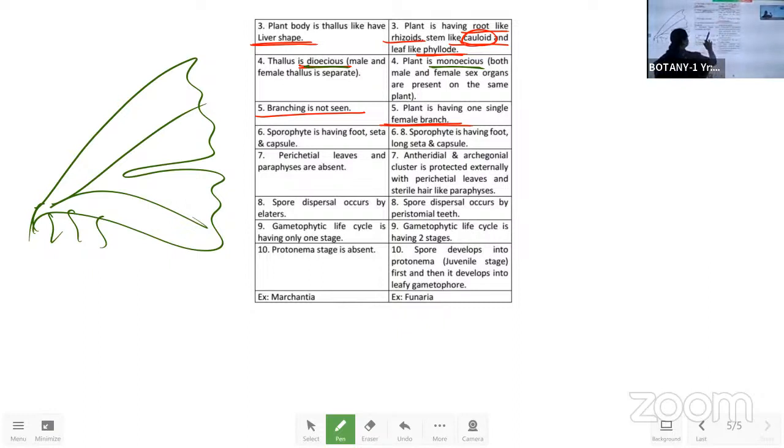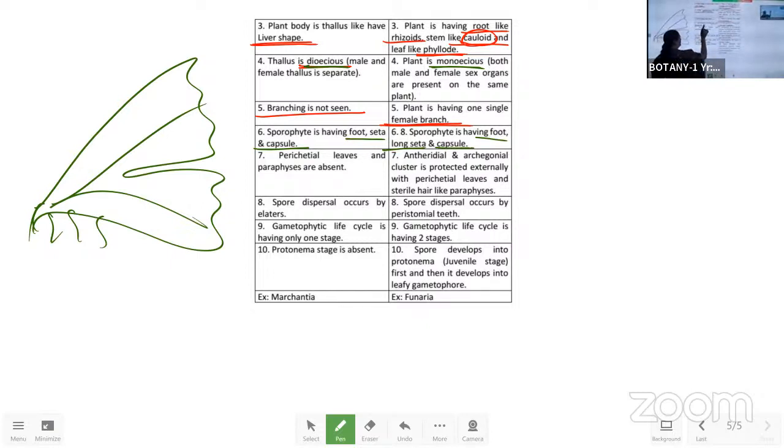And the next comes the reproduction. How does the reproduction occur? Reproduction is of the asexual and the sexual type. After the sexual reproduction, the sporophyte is formed, which has the foot, seta and capsule in the Marchantia, that is in the liverworts. Whereas in the mosses, it has the foot, long seta and the capsule. Seta is very long in the mosses.